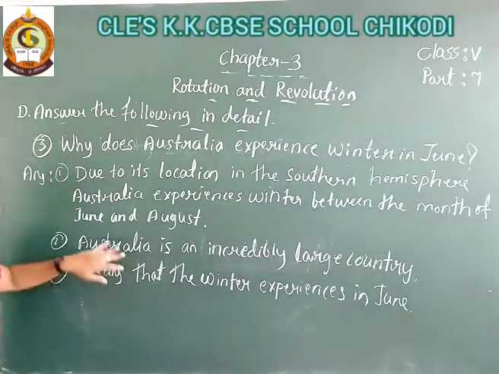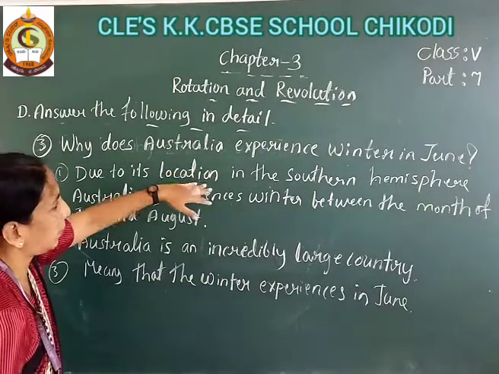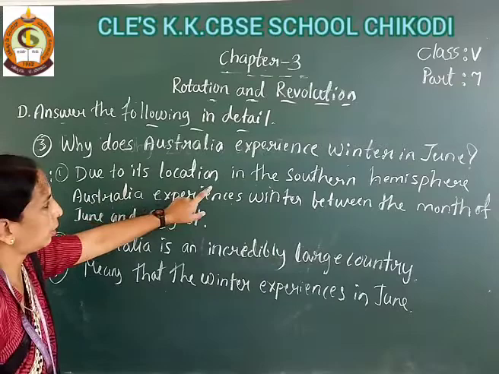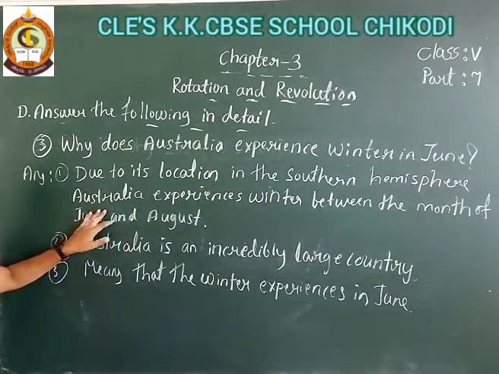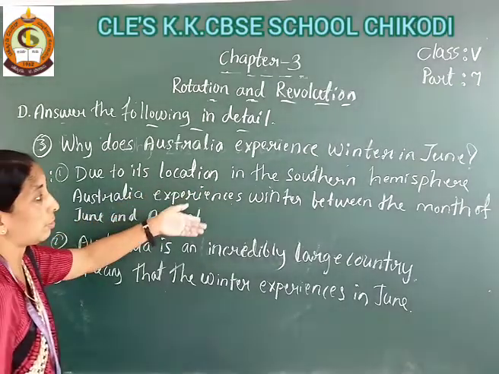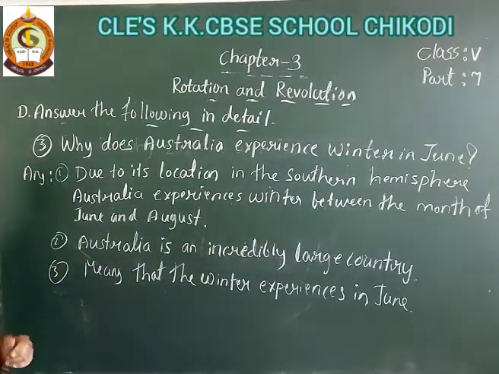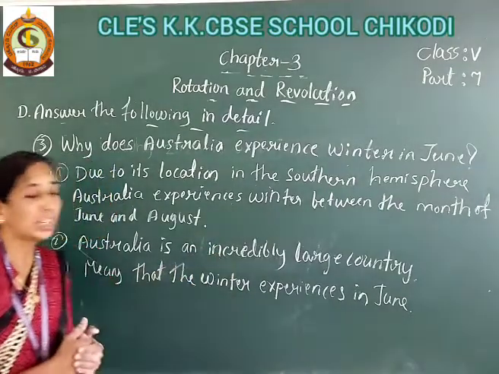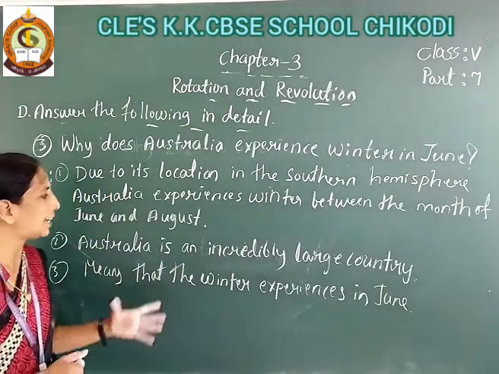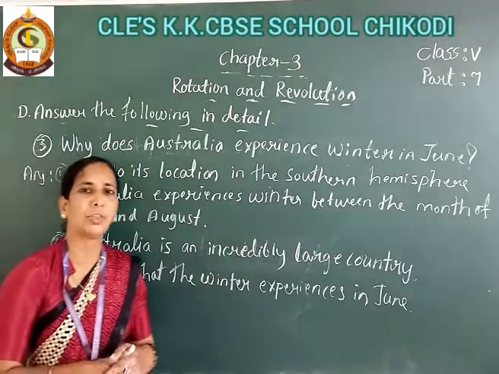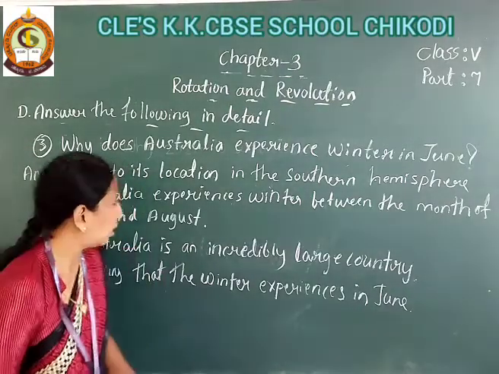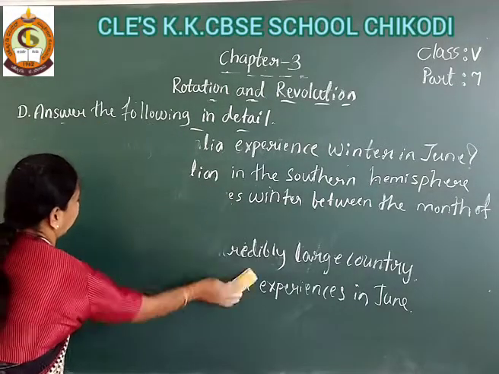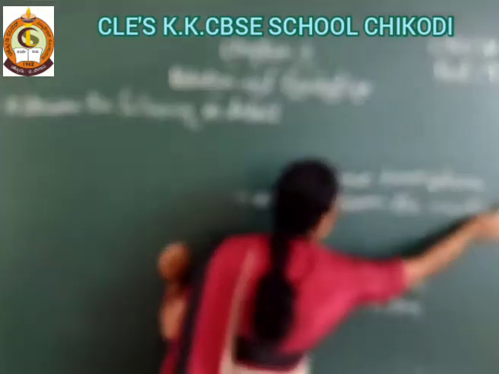Question number 3. Why does Australia experience winter in June? Answer. Due to its location in the southern hemisphere, Australia experiences winter between the months of June and August. And Australia is an incredibly large country. So here it means that winter is experienced in the month of June. So question number 3 is completed here. And next you can see, student.